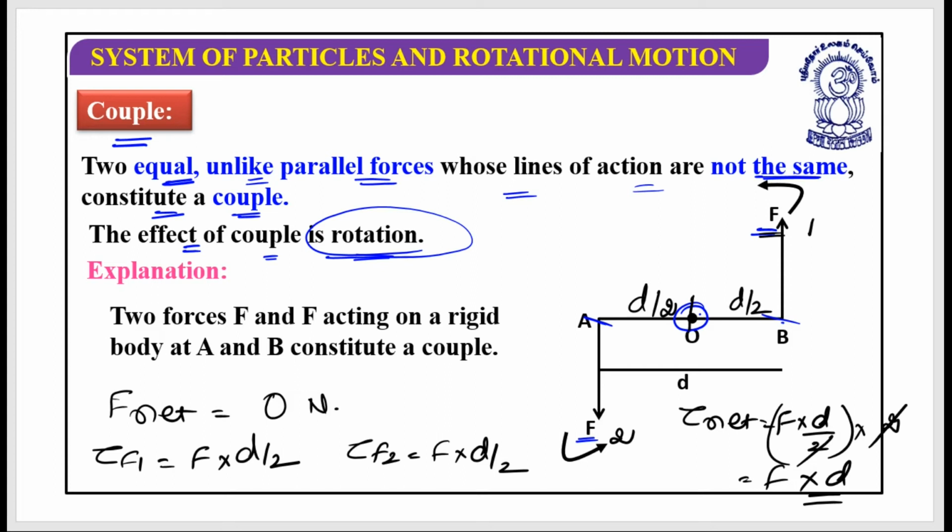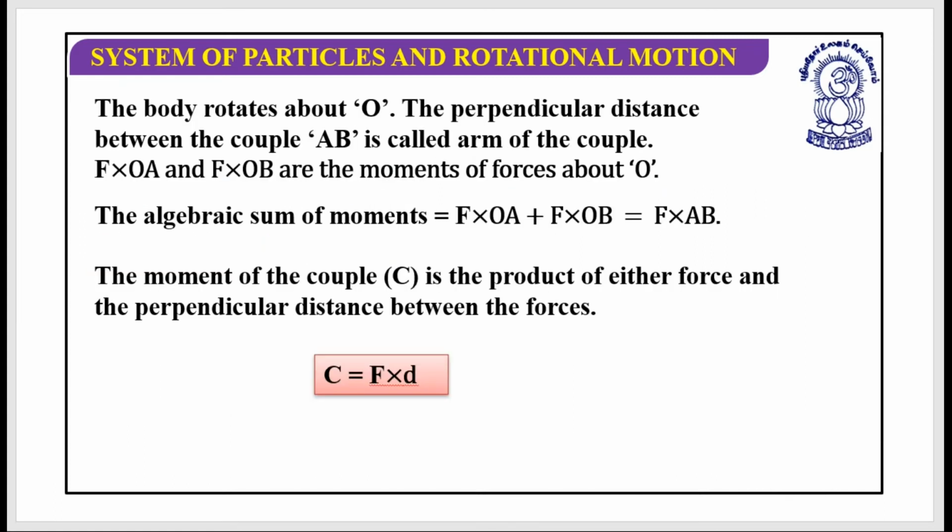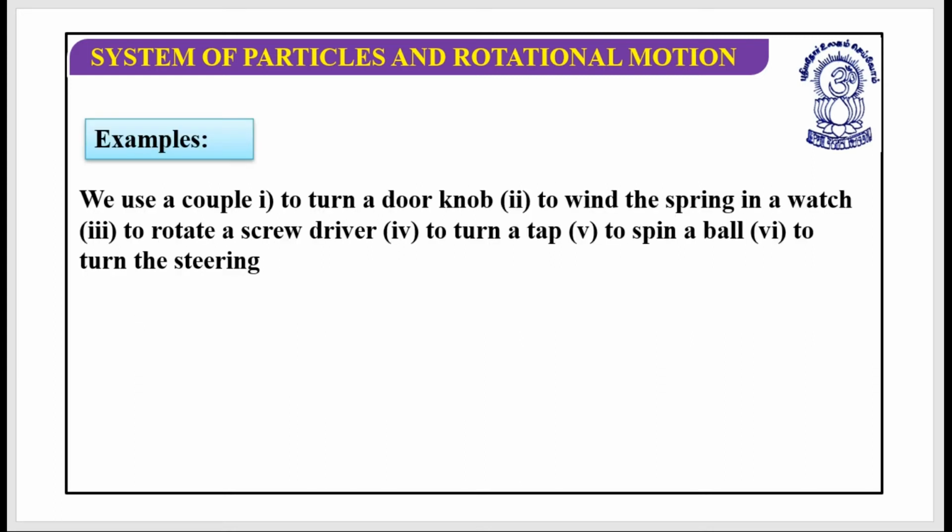Yes, when we were discussing the conceptual points, we discussed this point as well, that it could be possible that net force is 0 but net torque is not 0. I hope this is clear. So this is the couple that we have already derived, that is equal to F into d. They have performed the same thing, F into OA plus F into OB, that is equal to F into AB.